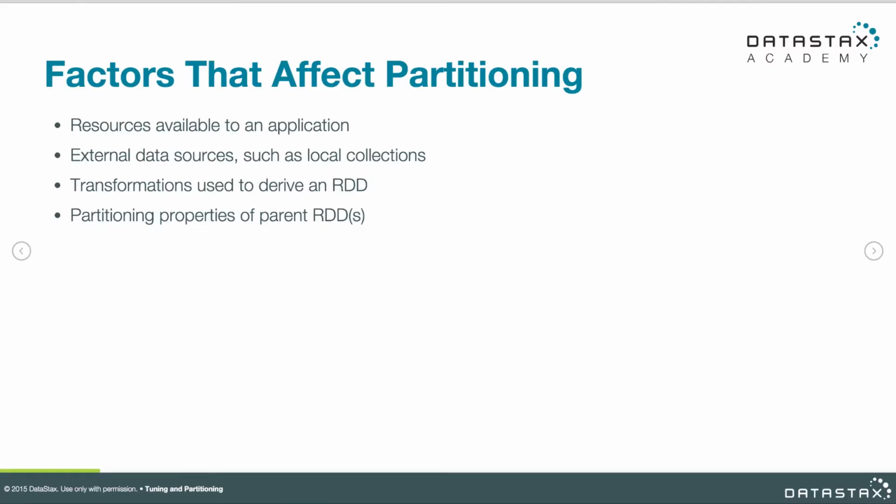There are a number of factors that can affect partitioning, the way partitioning actually happens and the way partitioning should happen. For example, the resources available to an application, the number of cores that its tasks can run on. There are external data sources, such as a local collection that you might parallelize, or a Cassandra table, or even potentially HDFS files. The size of those data sources can affect the way they get partitioned. Transformations used to derive a new RDD from an existing RDD. There are a number of rules that determine the number of partitions that, by default, will be used for the new RDD as a function of the partitioning of the source RDD. And we'll eventually dive into each one of those in more detail.